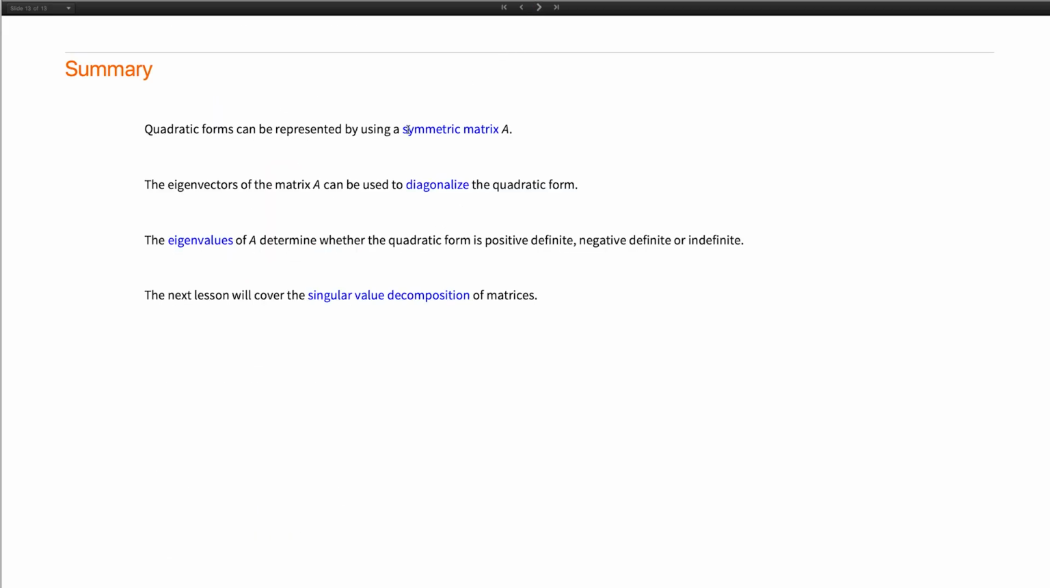Okay, so it's time for me to summarize the lesson, and the point is that quadratic forms can be represented by a symmetric matrix A. And the eigenvectors of A can be used to diagonalize it to make it simpler, and the eigenvalues of A determine what kind of form it is, whether it's positive definite, negative definite, or indefinite. That's a very nice, simple result.